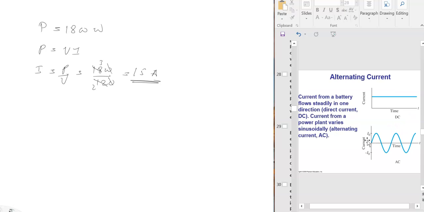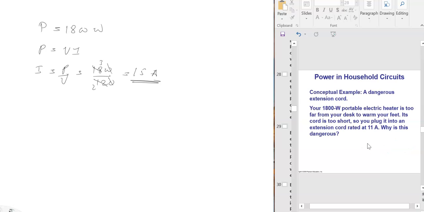Okay, so the next thing we're going to discuss is alternating current. We'll come to that in the next video. So as of now, electric power, how to calculate the power usage, and how to calculate the cost of using electricity. Those are the topics that we cover in this video, and how to use electricity safely at home.